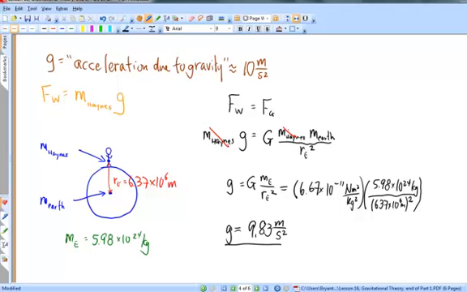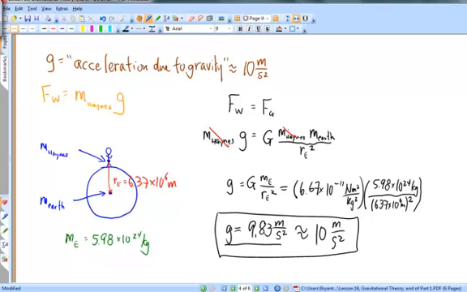9.8 meters per second squared. That's almost equal to 10. That's the number we've been using. And in fact, that 10 meters per second squared is going to be the number that I encourage you to use on all your weight problems. Now you see where that number comes from. It comes from physical data with respect to the Earth and Newton's law of universal gravitation. You want to figure out what's the acceleration due to gravity on the surface of the moon?